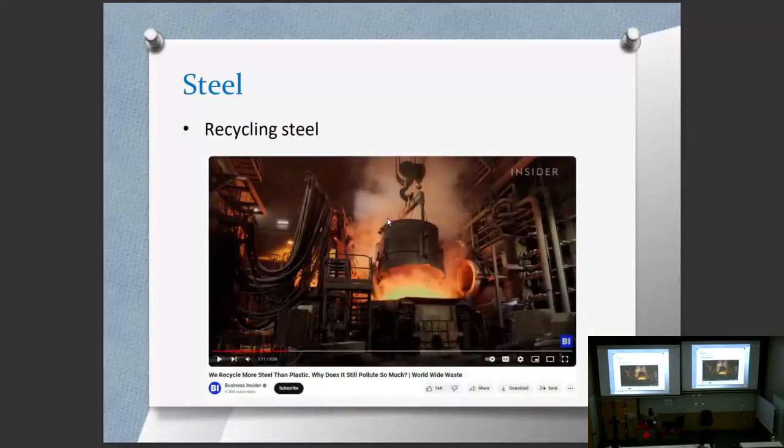This video shows the process of recycling steel. If you have time, you can take a look. Based on some data, worldwide around 83% of the steel is recovered from the waste, because steel is very expensive, very valuable, and therefore we don't want to throw it away.